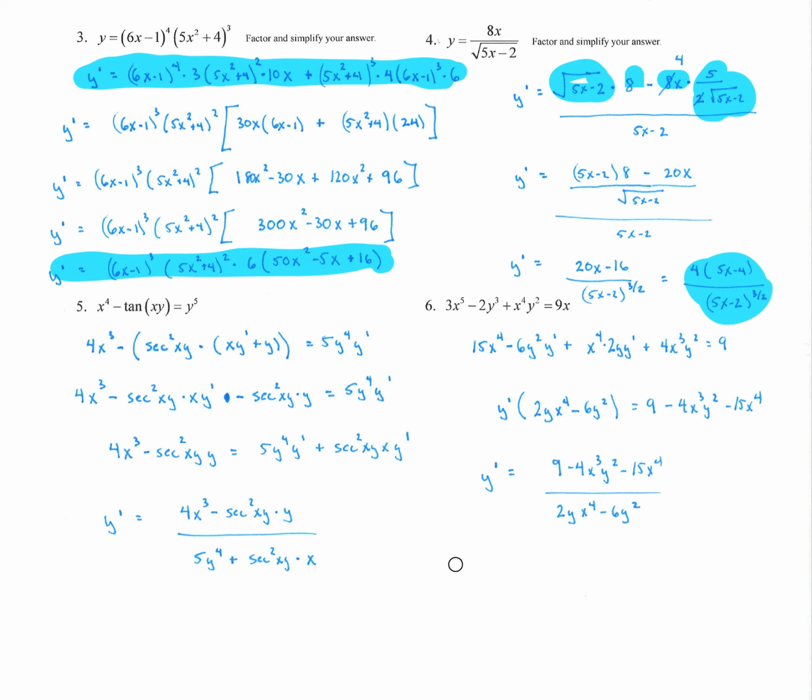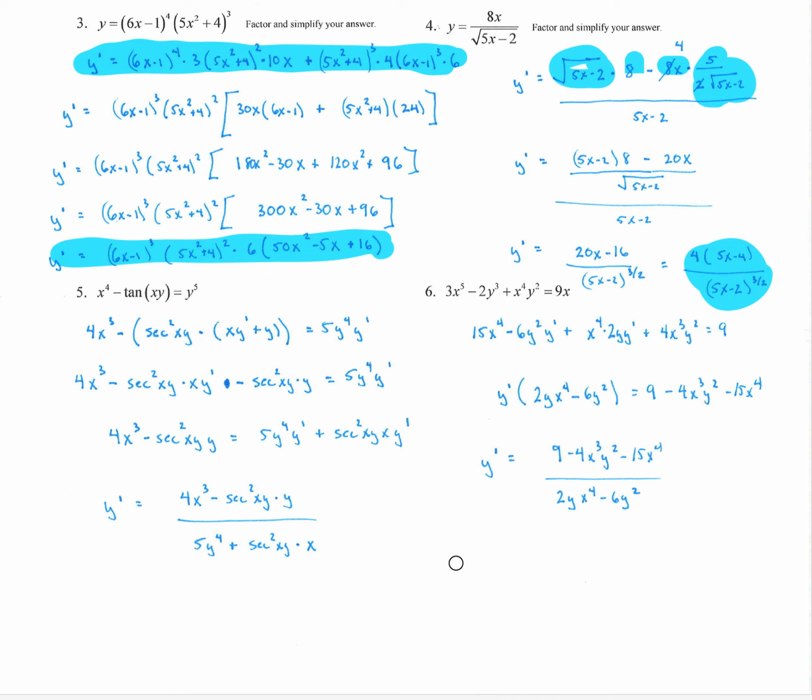All right, 5 and 6 look like both implicit differentiation. You've got to be able to take derivatives with respect to y being a function. And so this is just easy. x to the 4th is just 4x cubed, and then minus, and then I did product rule. The rule is the derivative of tangent is secant squared. So it's the secant squared of xy times the derivative of the inside.